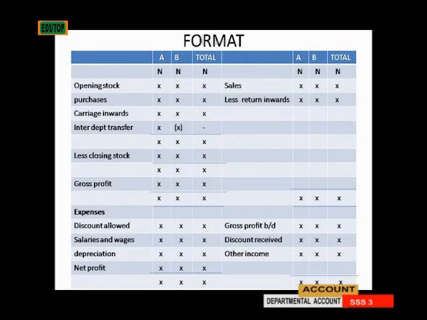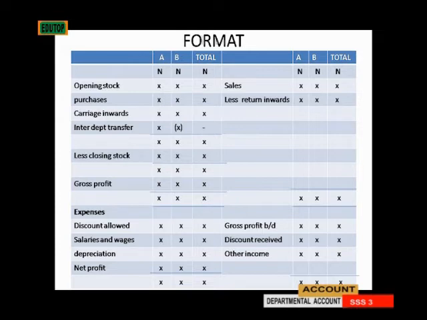Now, this is the format of departmental account. You can see that it is more or less a trading profit and loss account, but the only distinction here is that we have a department A and a department B, where the two departments will be totaled. So it has no difference. You see the opening stock like the one we have in the trading profit and loss account. We have purchases, we have carriage inward, but there's something I want to lay emphasis on, which is the inter-department transfer.